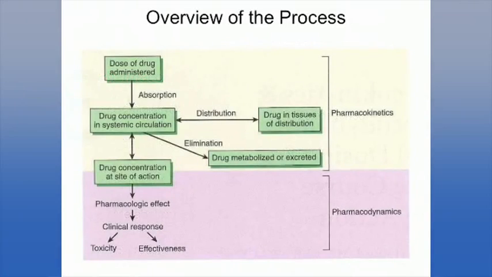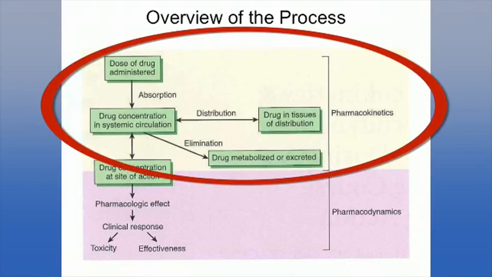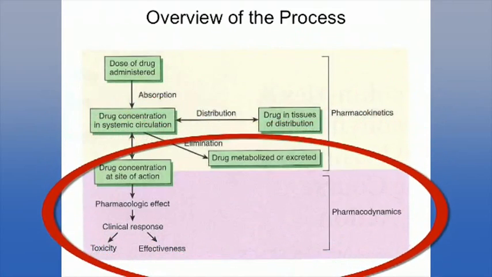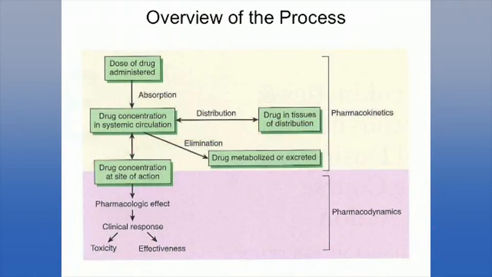Pictures always tell 1,000 words. So let's look at a pictorial overview of the process. What is above the purple or violet shaded area refers to pharmacokinetics. What is below in the violet shaded area is pharmacodynamics. So let's follow the process from the point of actually giving a drug to a patient.